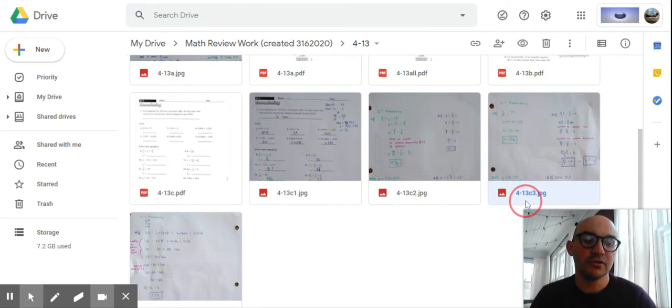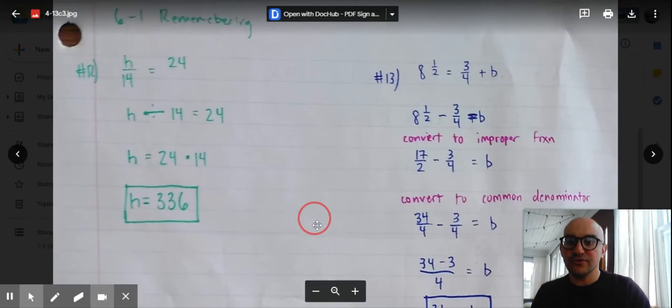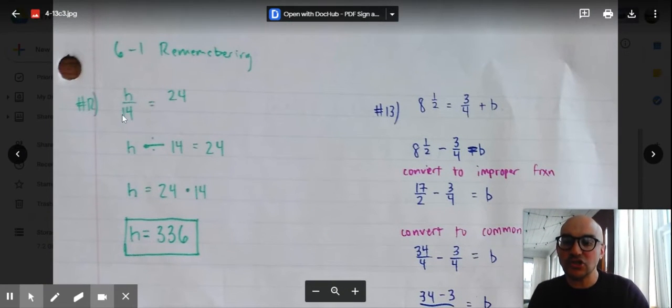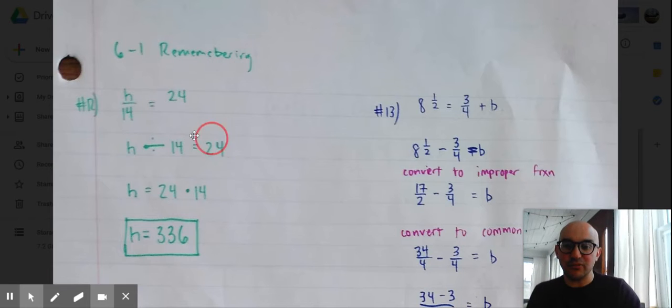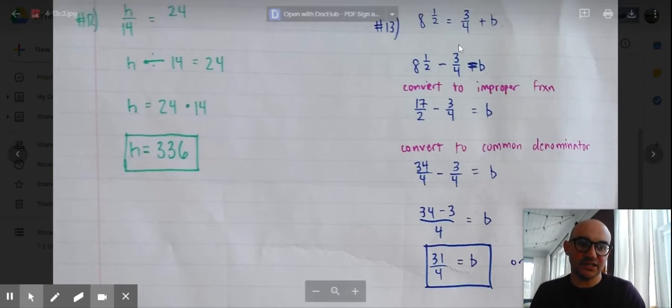Let's take you through numbers 12 through 15, I believe. Okay, so 12 here, h over 14 equals 24. I can rewrite h over 14 as h divided by 14. Remember, any fraction, you're allowed to rewrite it as the top number divided by the bottom number, the numerator divided by the denominator. Okay, so then I use my inverse operation. Right now it's divided by 14. Now I know it needs to be multiplied by 14. I go ahead and carry out that multiplication, and I get 336.